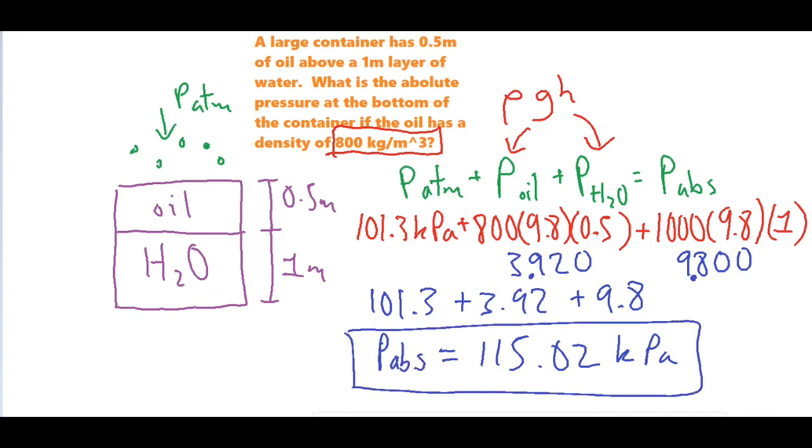So for this one, it wasn't too much different than the diver problem that we just previously solved. We just have two different liquids that we're dealing with here. So we just had to have two different rho g h calculations. Same thing, do a little bit of converting, sum them up, and then we got our final absolute pressure. So I hope that was helpful and helped you understand absolute and gauge pressure problems and see some various examples. Thank you for watching and listening.